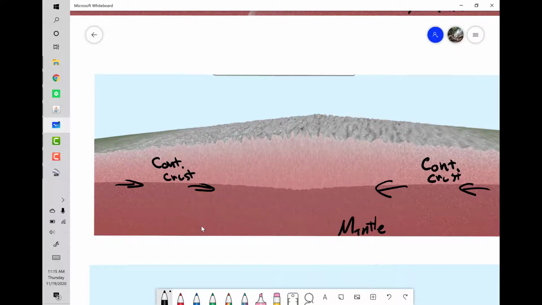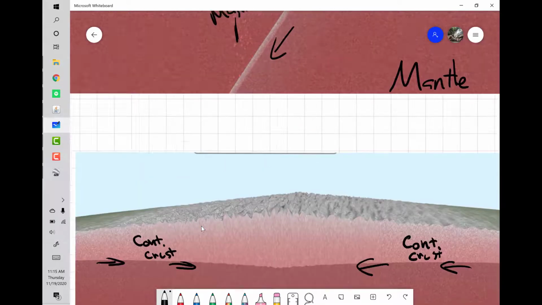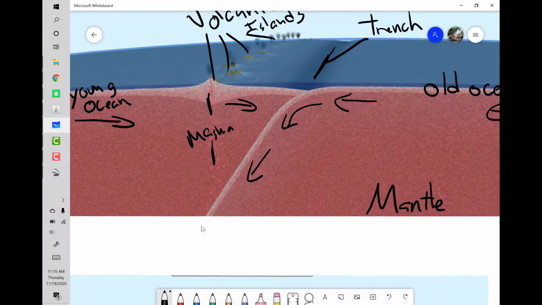Now, I always ask why, and students always say something about they have similar densities. Well, I could probably come back to this one and argue that the densities in these plates probably aren't that drastic. They're both ocean crusts, all right, both in basaltic composition.